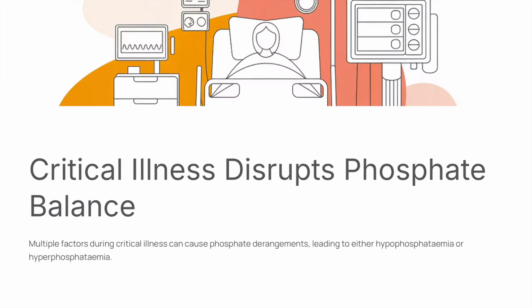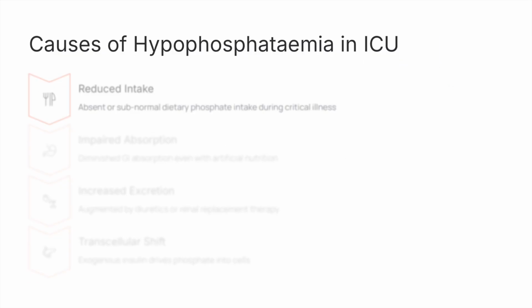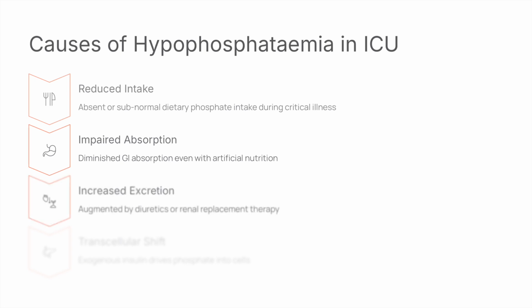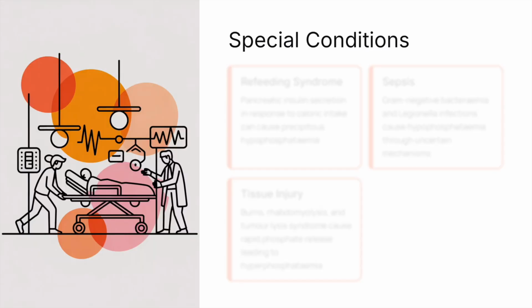So how does critical illness disrupt this phosphate balance? There are multiple factors which can cause disruption in phosphate metabolism. These are reduced intake in critical illness, impaired absorption through the GI tract, increased excretion via diuretics or renal replacement therapy, or transcellular shift.